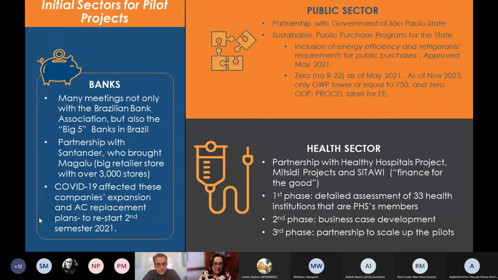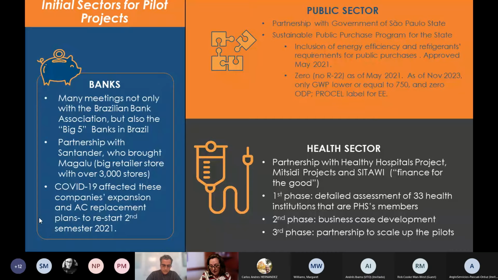So in this slide, we have some initial sectors that we selected for pilot projects after the mapping. The finance sector, like working with the banks. We met at the Brazilian Bank Association several banks, and selected Santander Bank and one of its largest clients, a large retail store in Brazil called Magazine Luiza, or Magalu. They have over 3,000 stores in Brazil and growing.